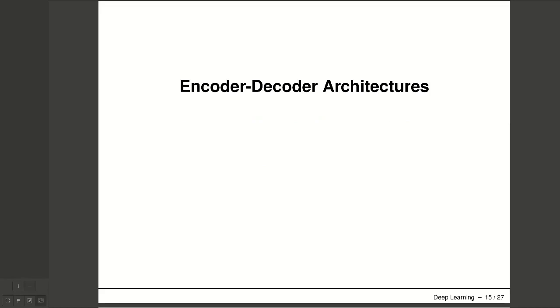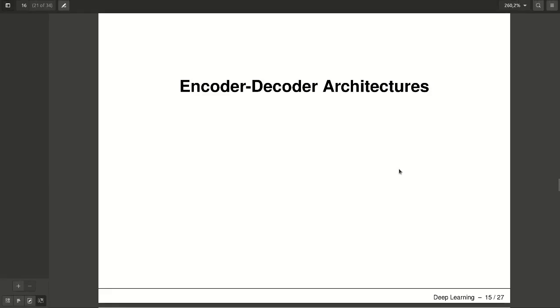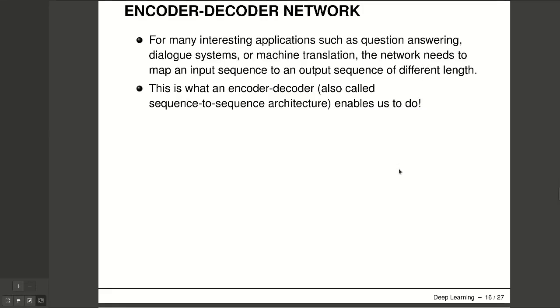It is important to know another concept, the encoder decoder architecture, which is also related to this topic. For different applications such as question answering, dialogue systems, chatbots, and machine translation, our network needs to predict an output sequence different from the input sequence. This is the job of the autoencoder or encoder decoder architecture, which has different names such as sequence to sequence architecture. Using this, we are able to design and build a network for doing this.